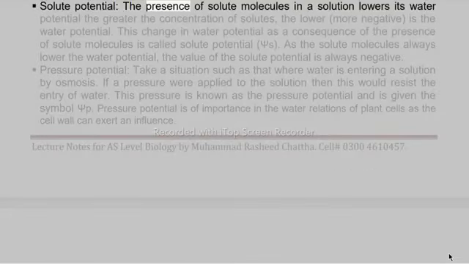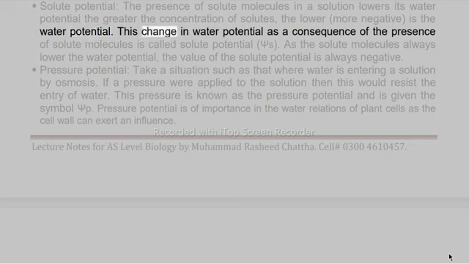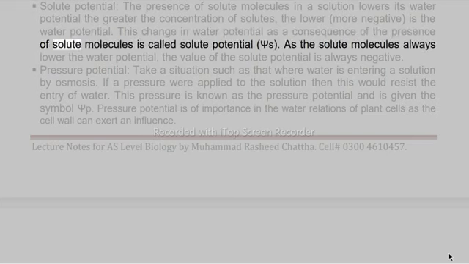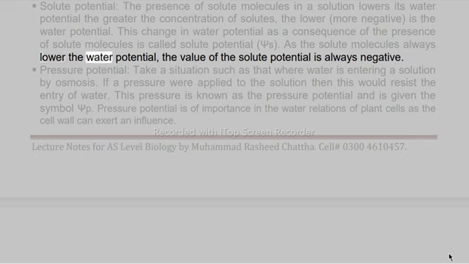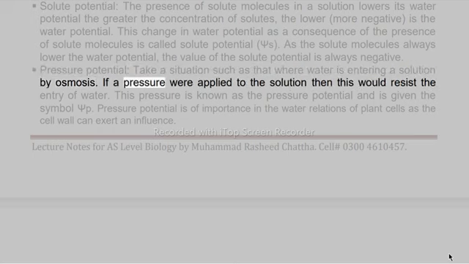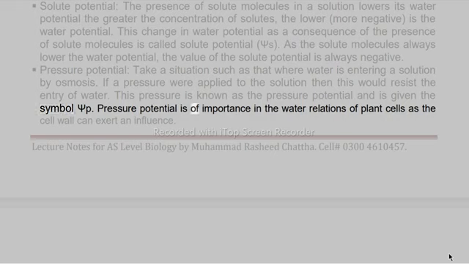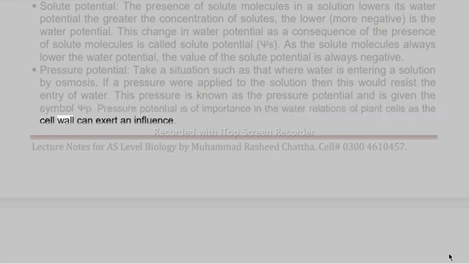Solute potential. The presence of solute molecules in a solution lowers its water potential. The greater the concentration of solutes, the lower, more negative, is the water potential. This change in water potential as a consequence of the presence of solute molecules is called solute potential, psi-s. As the solute molecules always lower the water potential, the value of the solute potential is always negative. Pressure potential. Take a situation such as that where water is entering a solution by osmosis. If a pressure were applied to the solution, then this would resist the entry of water. This pressure is known as the pressure potential and is given the symbol psi-p. Pressure potential is of importance in the water relations of plant cells as the cell wall can exert an influence.